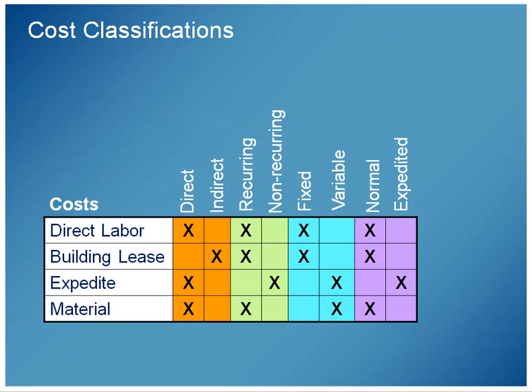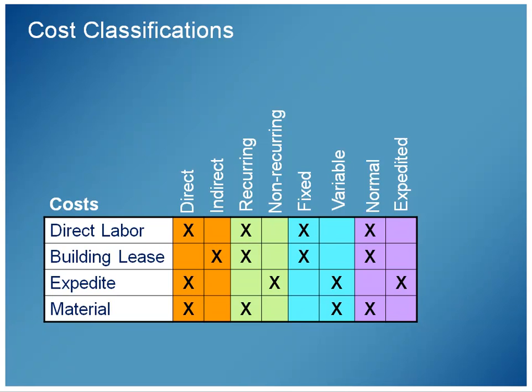A lease, if I want to lease a building, that's an indirect cost. It's not directly associated with the good or service I'm creating, but it's still a recurring cost. So I have to pay it every month. It's a fixed cost and it's a normal cost. Expedited, by definition, is an expedited cost. And again, most expedited costs are going to be variable, non-recurring, directly associated with the product you're producing.